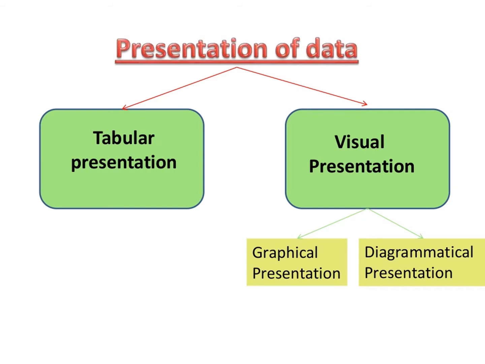In this chapter, there are two methods to present your data. The very first is tabular presentation and the other one is visual presentation. In visual presentation, we have graphical presentation and diagrammatical presentation. As we discussed, diagrammatical presentation stands for your pie charts, and graphical presentation stands for your bar graphs, your histograms, etc.